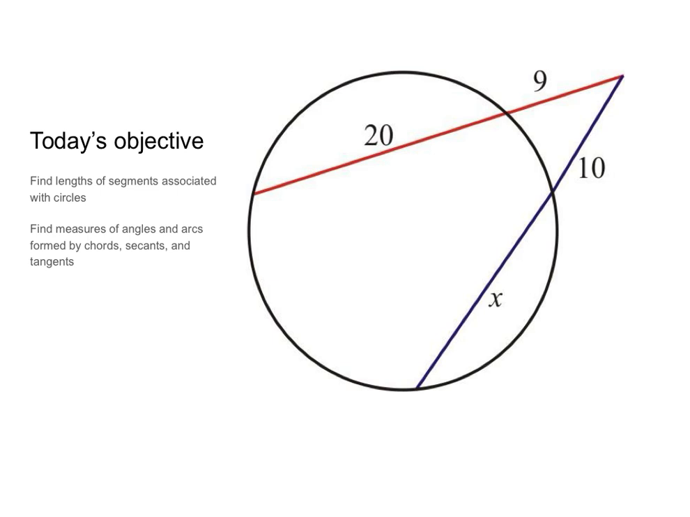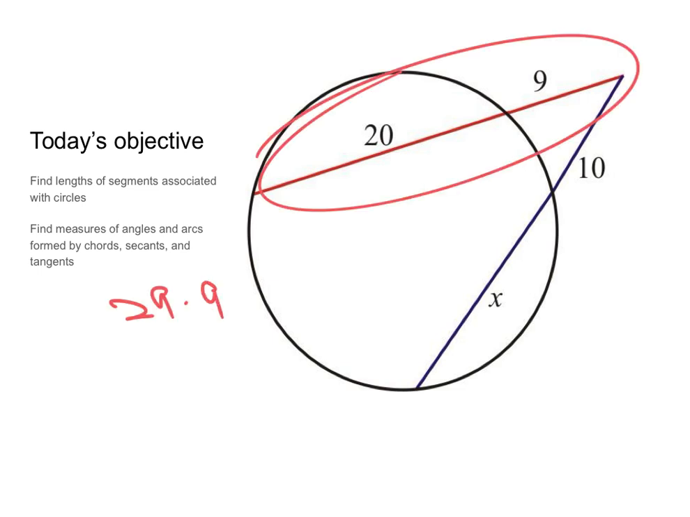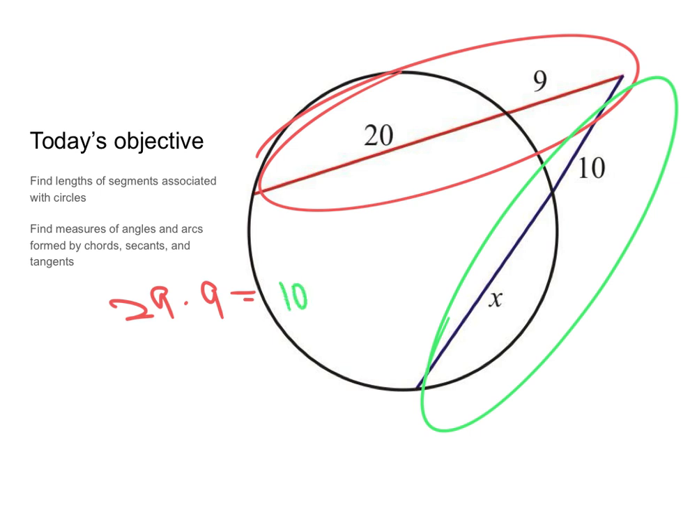For the red segment, the whole thing is going to be 20 plus 9, or 29. The outside portion, outside the circle, is just the 9. In setting up the rest of the problem, the whole thing for the green side is 10 plus x. The outside portion is 10.